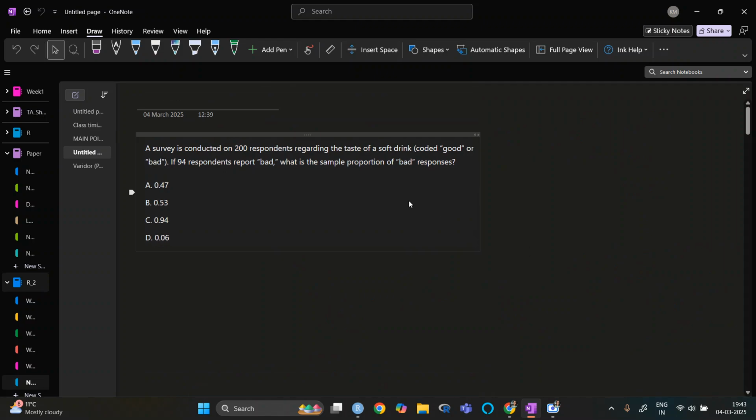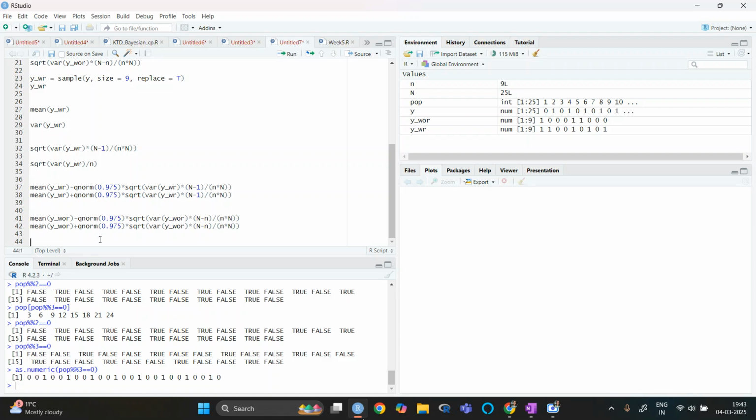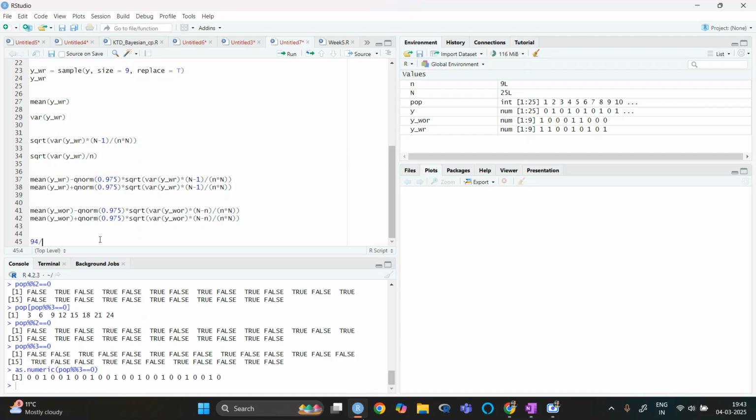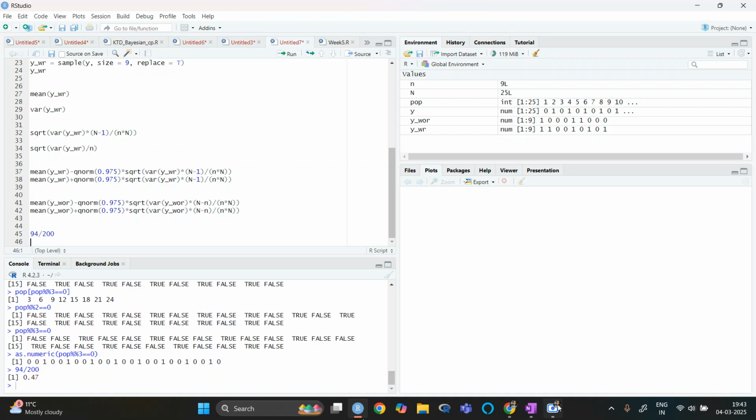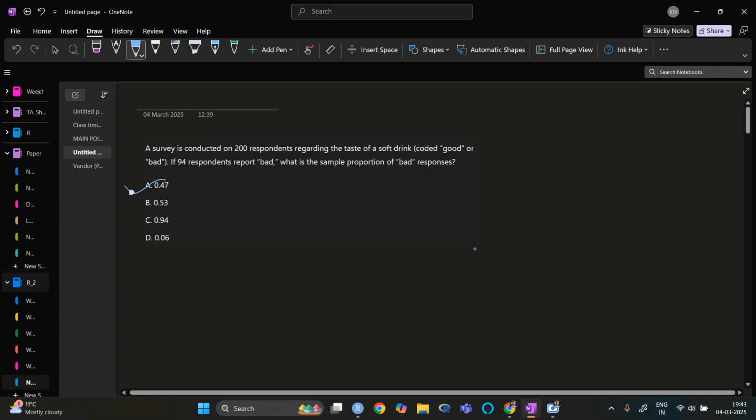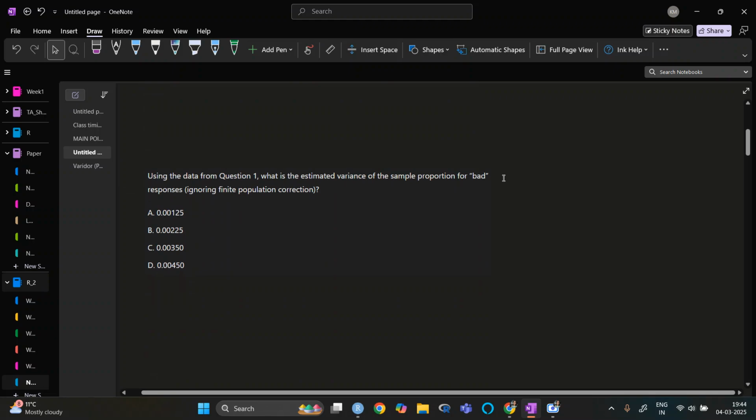So the question is simple. A survey is conducted on 200 respondents regarding the taste of a soft drink, coded good or bad. If 94 respondents report bad, what is the sample proportion of bad responses? So it is very simple. It will be just 94 by 200. So it is 0.47. You need to remember whether it is asking for the bad responses or not. If it is written what is the sample proportion of good responses, make sure that you read the question correctly. Okay.